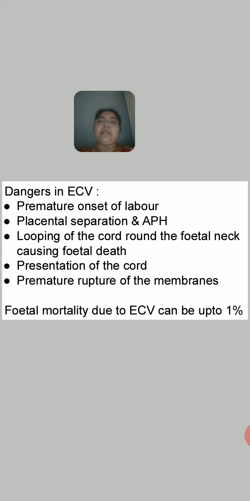So these are all the dangers involved in the external cephalic version, and that's why nowadays version is not done. When the breech presentation is detected, the doctor will decide to go for planned cesarean section. Fetal mortality due to external cephalic version can be up to 1%.